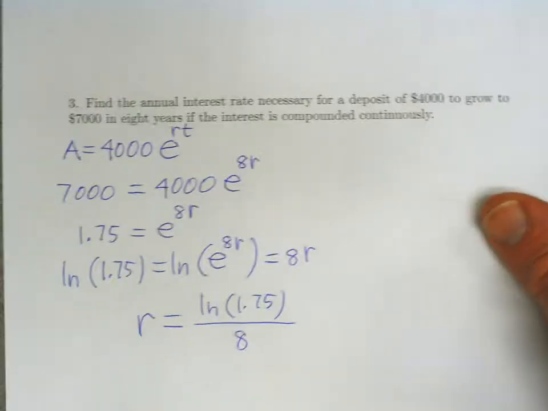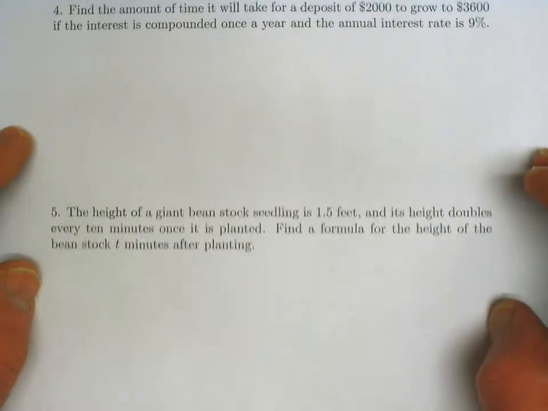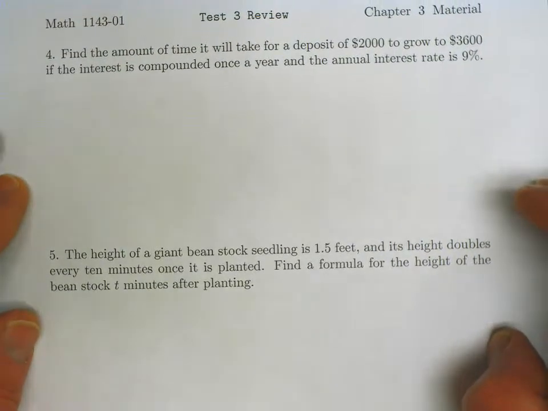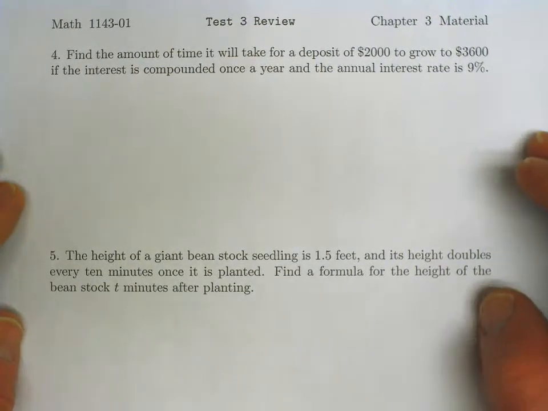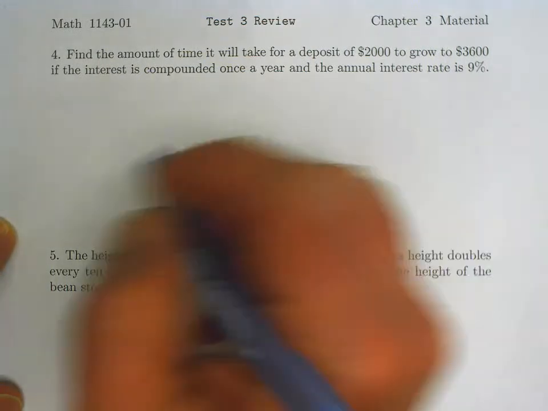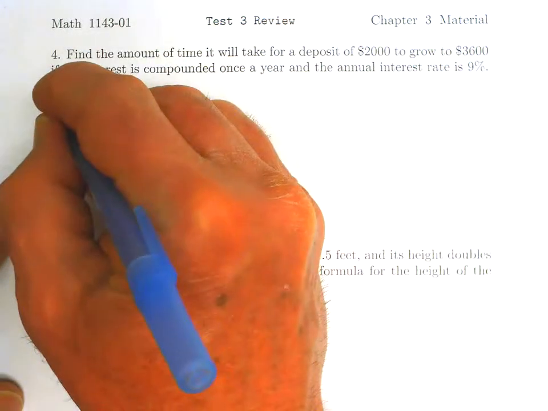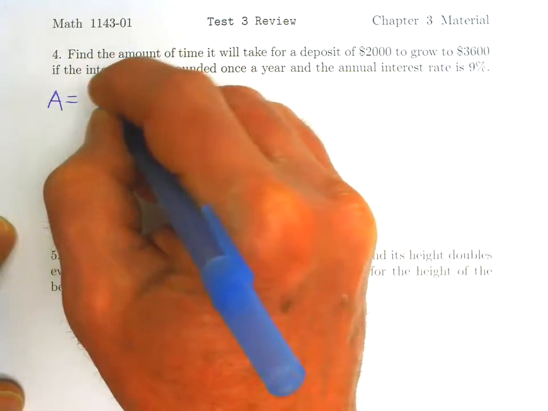Okay, the next problem. This one says find the amount of time it will take for a deposit of $2,000 to grow to $3,600 if the interest is compounded once a year and the annual interest rate is 9%. So first we'll write down the function with the initial amount of $2,000. So A equals 2,000.